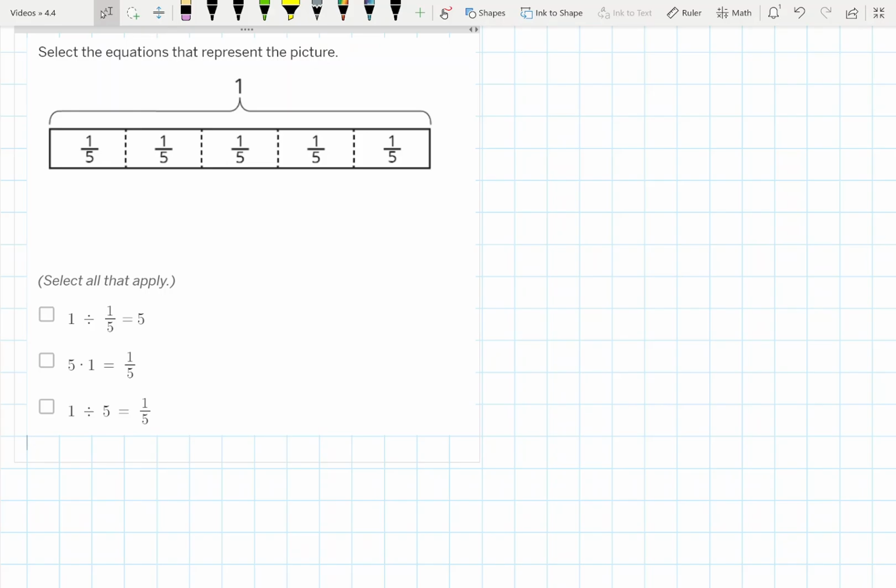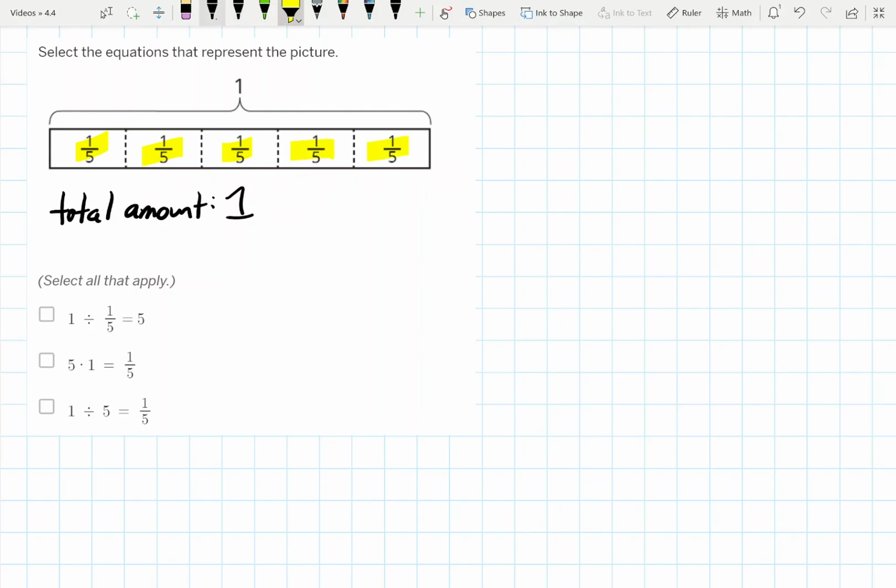So in this tape diagram, let's just see what we notice. We have 1 is our total amount. So I'm just going to make some notes about the diagram. Where we have a total amount is 1. We broke it into a certain number of groups. How many groups do we have? I see 1, 2, 3, 4, 5 groups.